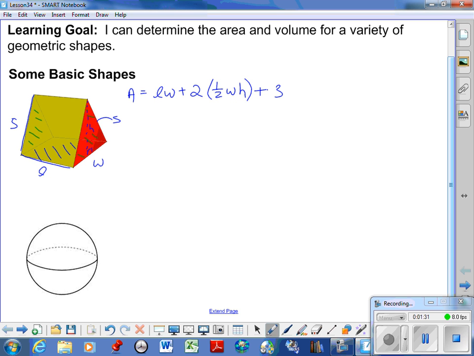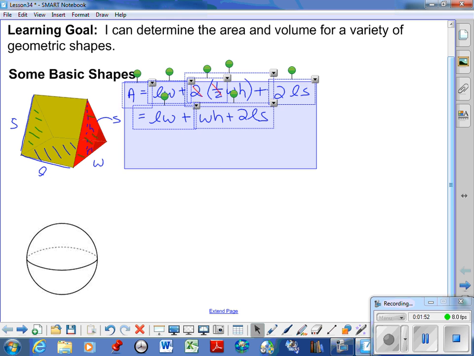Actually, sorry, there's only going to be two on either side, not three. My mistake. So that ends up being a 2, and it's just going to be LS. So it cleans up a little bit. So you get length times width plus the 2 and the 1/2 are reciprocals, WH plus 2 LS. So there's the area formula for a triangular prism.